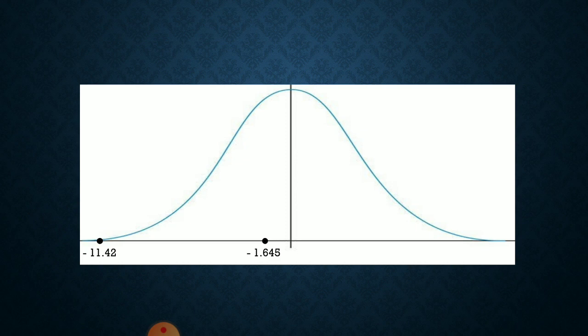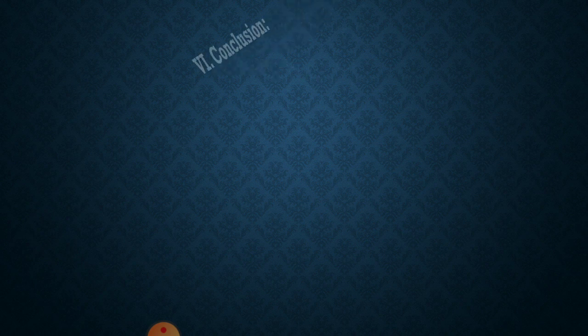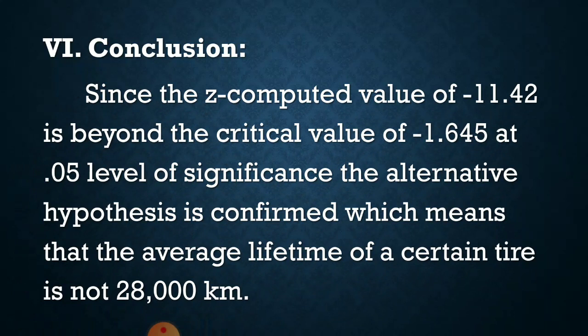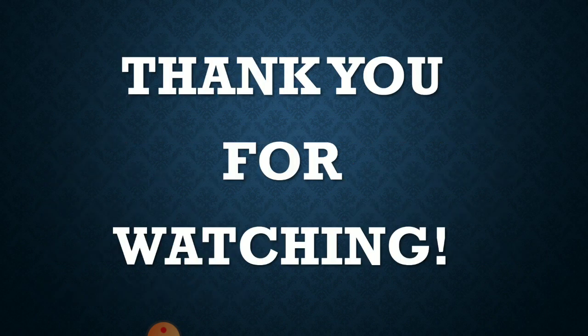Then, it is now time for us to make the conclusion. Since the z computed value of negative 11.42 is beyond the critical value of negative 1.645 at 0.05 level of significance, the alternative hypothesis is confirmed, which means that the average lifetime of a certain tire is not 28,000 kilometers. So that is the z-test for one sample group.